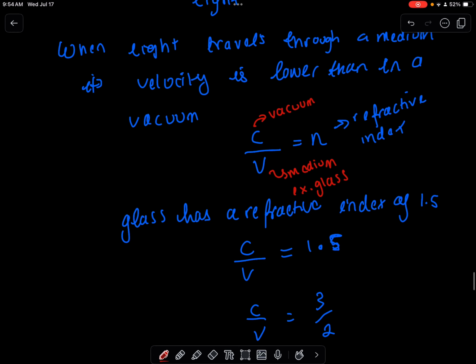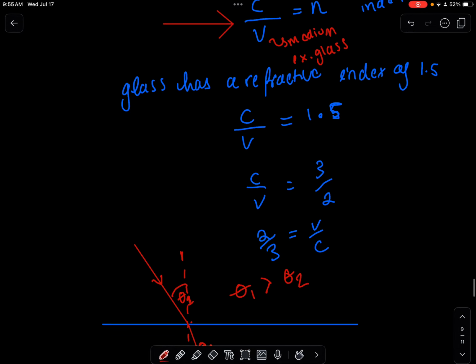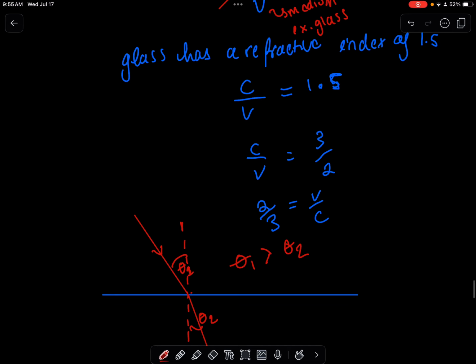But this is a very important thing to know, that the refractive index is the ratio of the speed of light in a vacuum relative to the speed of light in the medium. So we say glass has a refractive index of 1.5. That does not mean light travels 1.5 times faster in glass. It means it actually travels 2/3 of the speed that it does in a vacuum.